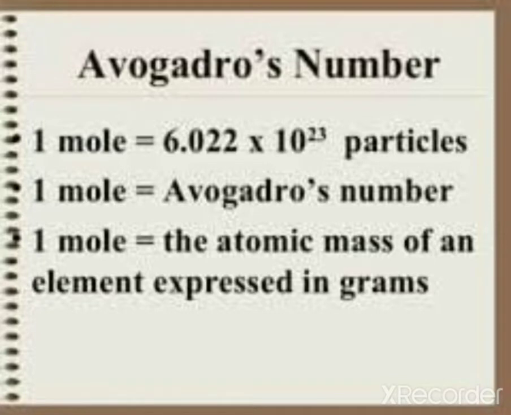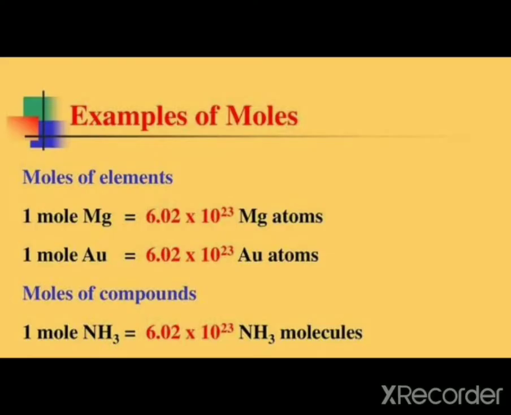1 mole contains Avogadro number of particles. Therefore, 1 mole is equal to 6.022 into 10 raised to 23 particles. So, Avogadro number is 6.022 into 10 raised to 23. We can therefore say that 1 mole of magnesium contains 6.022 into 10 raised to 23 atoms of magnesium. Similarly, 1 mole of gold contains 6.022 into 10 raised to 23 atoms of gold. In a similar way, 1 mole of ammonia will contain 6.022 into 10 raised to 23 molecules of ammonia.